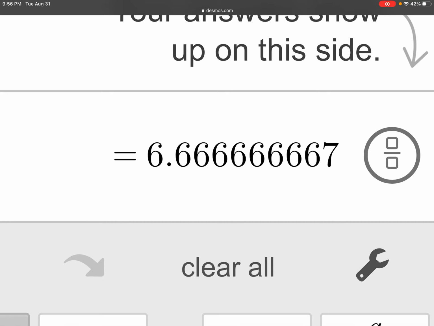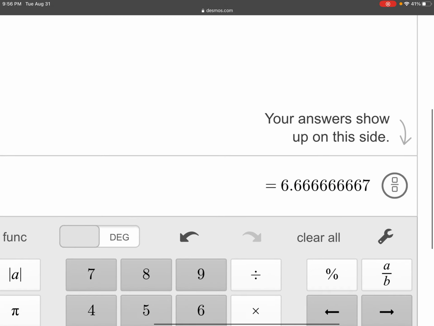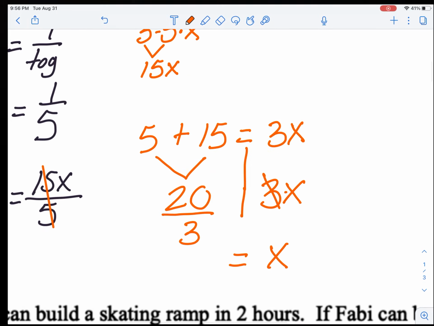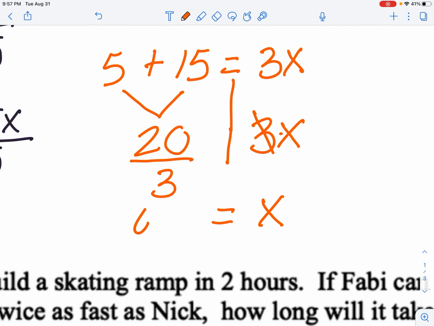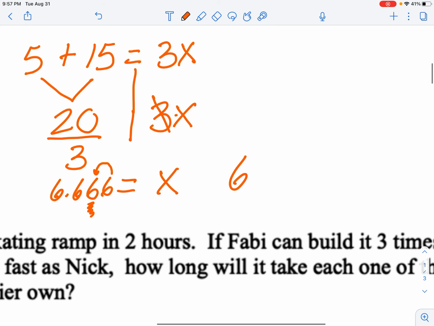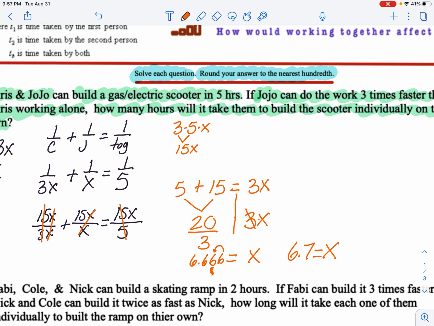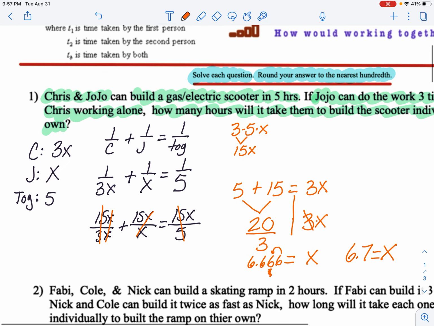20 divided by 3 is 6.666, right? So let's round to 6.7. This 6 is going to tell that 6, right? 5 or more, add 1 more. So our solution is going to be 6.7 is equal to x. So x is equal to 6.7.